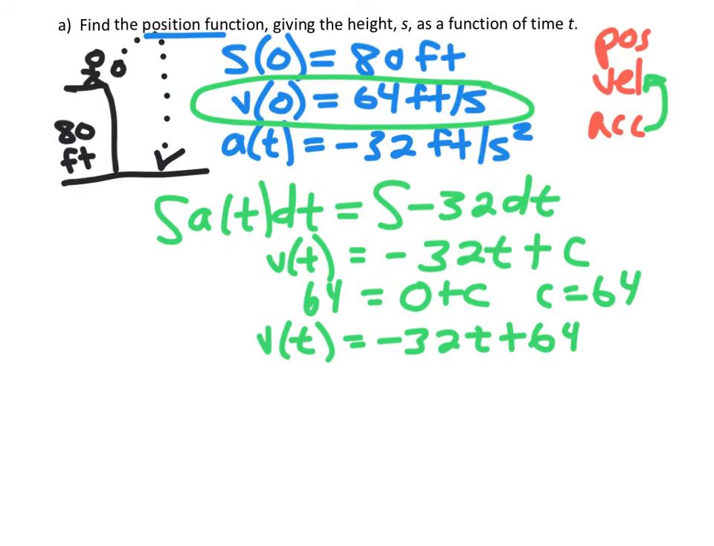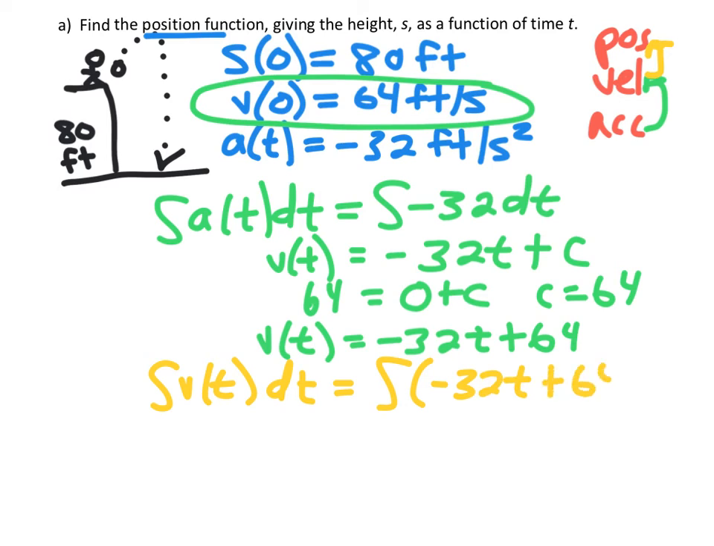So now I need to go back another step to go from velocity back to position, which means I'm going to take the antiderivative of velocity with respect to time. So I'm integrating negative 32t plus 64 dt. Well, that goes back to negative 16t squared plus 64t plus c.